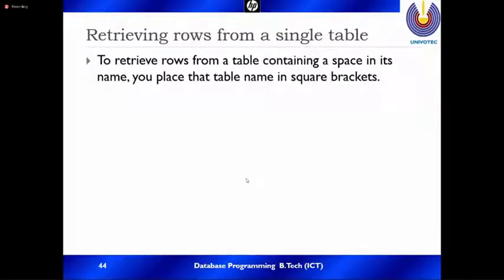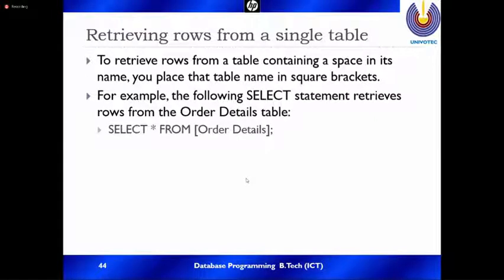Again, to retrieve rows from a table containing a space in its name, place the table name in square brackets. For example, if you store your data objects, use one word, don't use two words. If you use two words, then you can use the square brackets in the query, and the SQL software reads it as one word, like one object. Okay, to retrieve rows from a table containing a space in its name, you place that table name in square brackets. Okay, that's also possible.